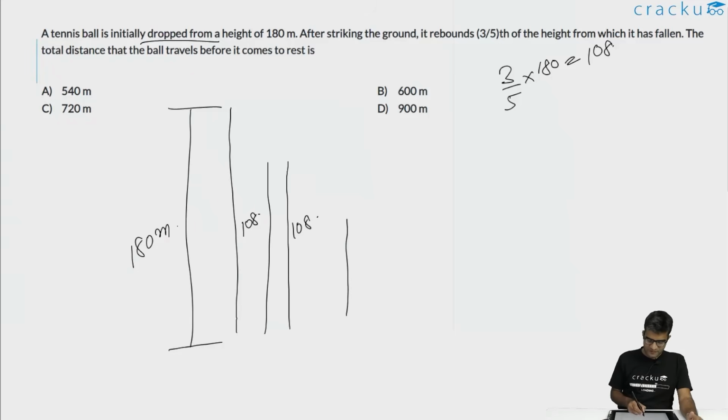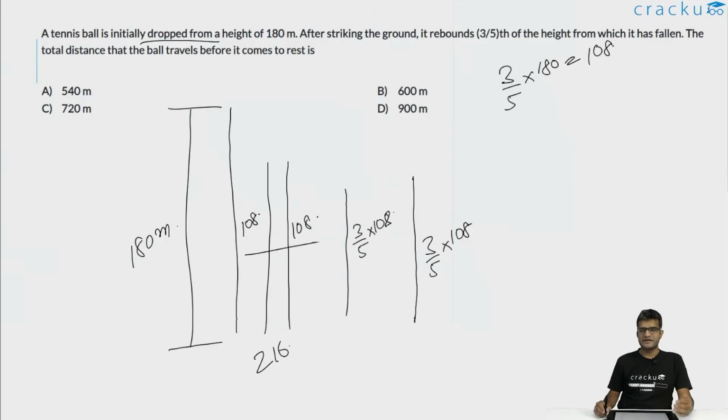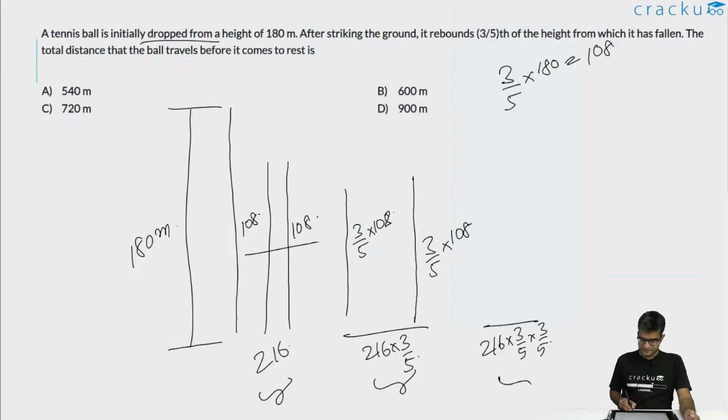Then again it will go up. This time it will go 3/5 of 108, and it will again come down 3/5 of 108 and so on. 108 plus 108 is 216. So the second time it goes up and down, it will travel 216. The third time it will go up, it will be 216 into 3 by 5. The next time it will go up, it will travel 216 into 3 by 5 into 3 by 5 and so on. This is a geometric progression.